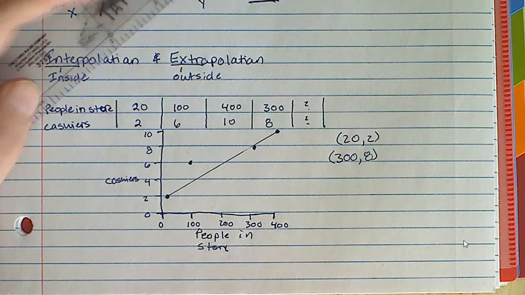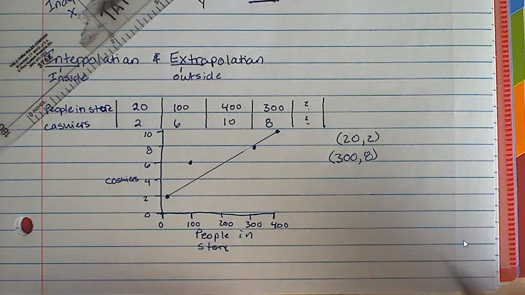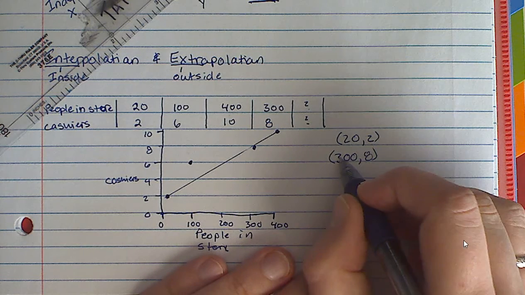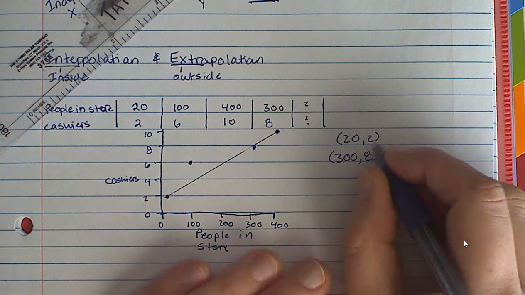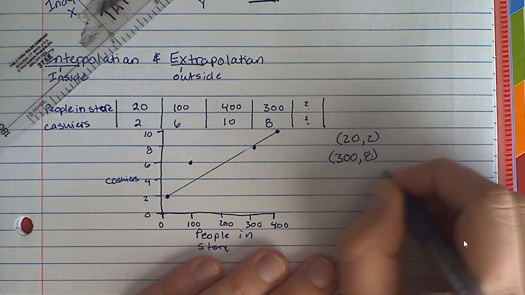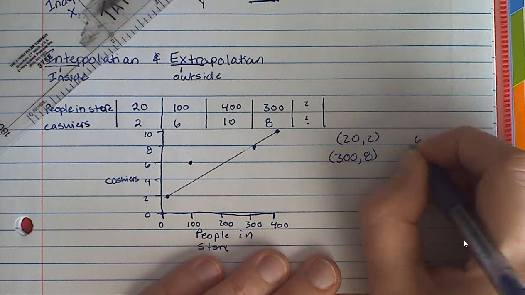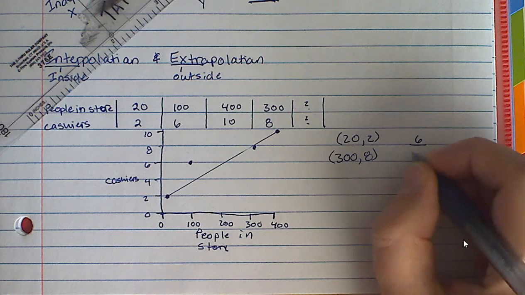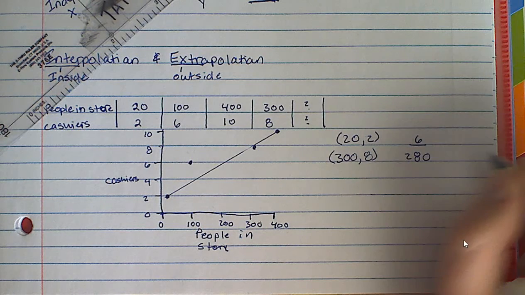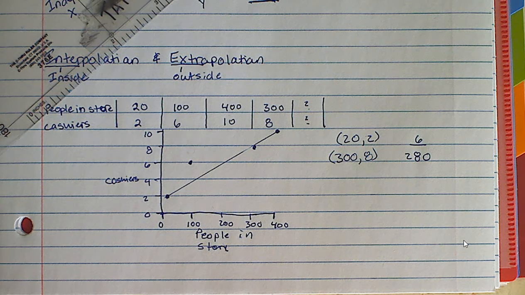Now I want to find the slope between these 2 points. So x1, y1, x2, y2. So I'm going to do 8 minus 2 is 6 over 300 minus 20 is 280. 6 divided by 280 is going to be a great big decimal. Where's my robot?